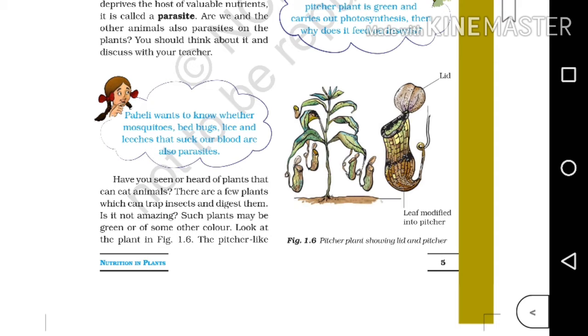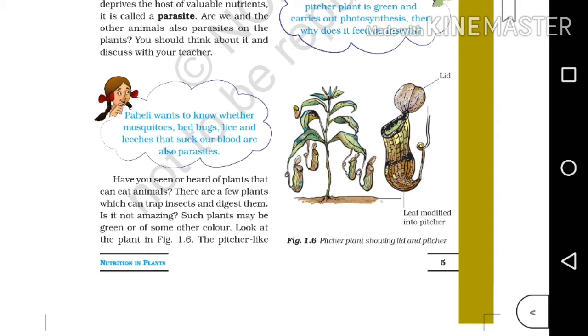Have you heard of plants that can eat animals? So you have seen it in English movies. Wow, nice. So there are also plants that can trap insects and digest them. They are green or in other colors too. So the plants which can trap insects and digest them are of several colors. Even in green color these plants are available.